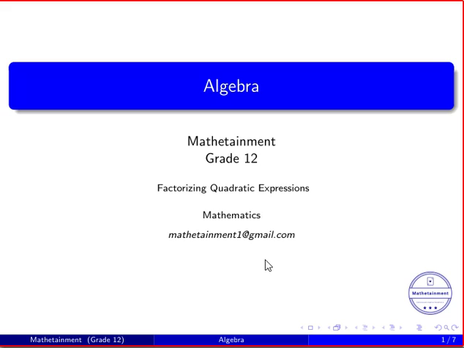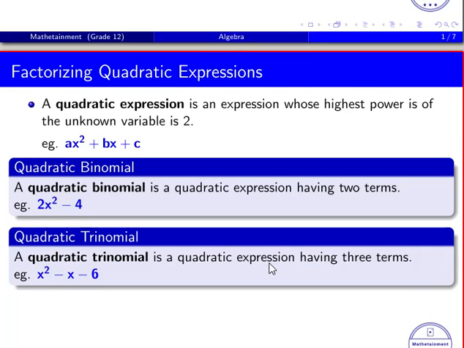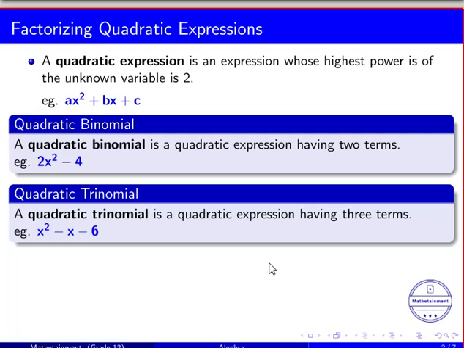The lesson we are going to look at today is under algebra. In particular, we'll be factorizing quadratic expressions. Before we do that, I would like to define what a quadratic expression is.